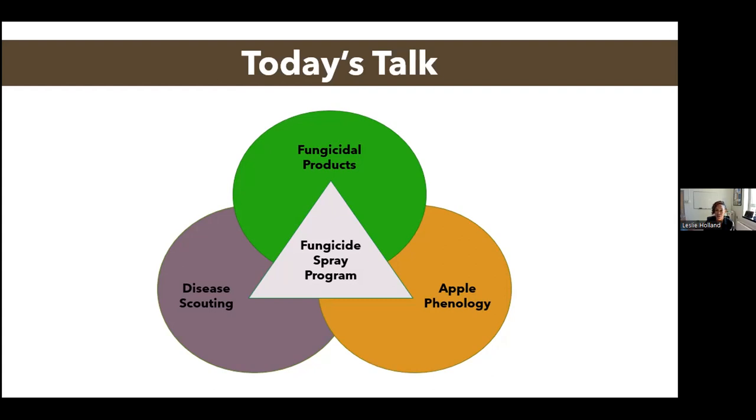So the three components we're going to cover today in terms of your fungicide program, and I believe all of them are core components, are going to be, of course, number one, the products that you're going to use and how they function against the pathogens. We'll talk about disease scouting and some particular diseases of apple that we typically see in our region here in Wisconsin and in the upper Midwest. And then we'll pair this with apple phenology and when those are critical times to spray based on the susceptibility of those cropping systems.